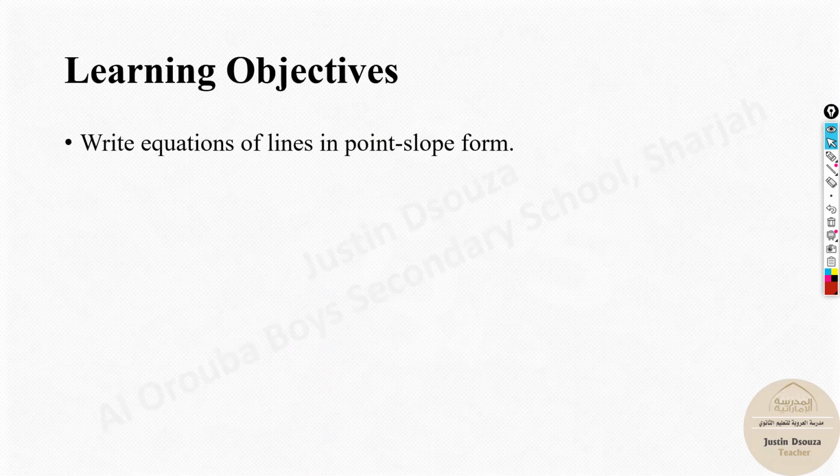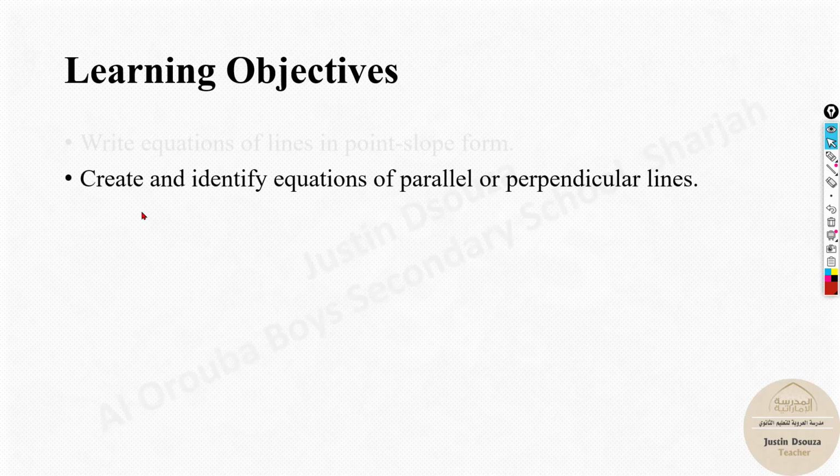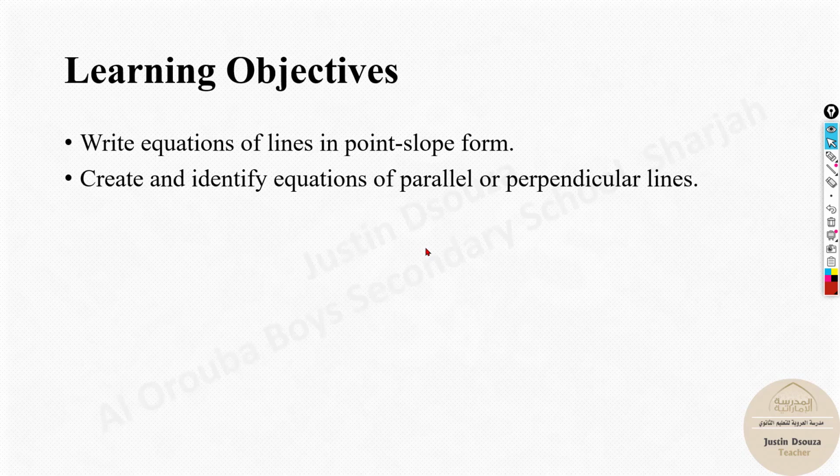They are to write equations of line in point slope form. That is one. And then to create and identify equations of parallel or perpendicular lines. There is also standard form over here missing, but we will do the problems on that. Here, these parallel and perpendicular lines are very crucial lines, and from the slope, we can easily differentiate between them.